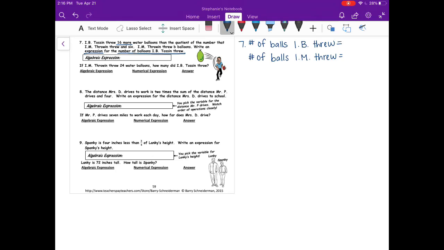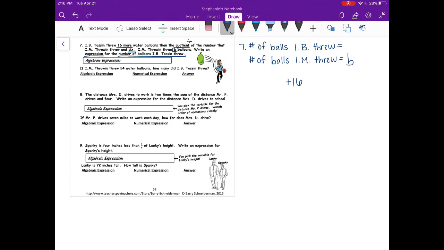Now let's look at the problem for some math phrases. 16 more, quotient, and 6. That's a lot of things. But here is something that helps us. I am throwing through B balloons. Perfect. We know the number of balloons I am throwing is B. 16 more usually represents plus 16. And quotient, we know, is the answer for a division problem. So it says the quotient of the number that I am throwing through and 6. So B divided by 6 will give us a quotient. And then we add 16. That's our algebraic expression. I know it's a little confusing, but if we break it down, it doesn't seem so bad. Good luck finishing up your worksheet.